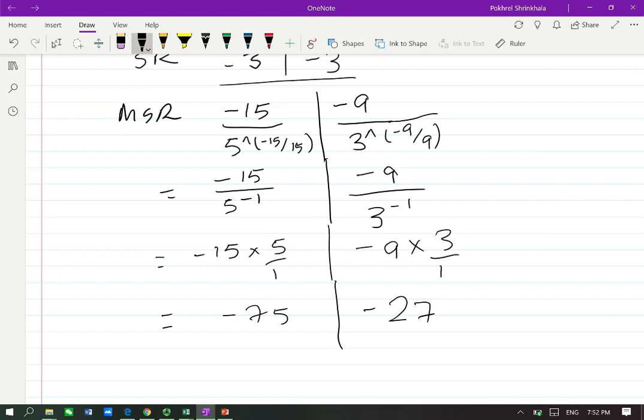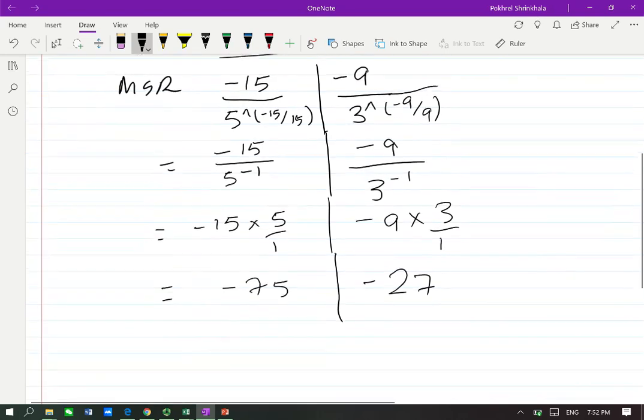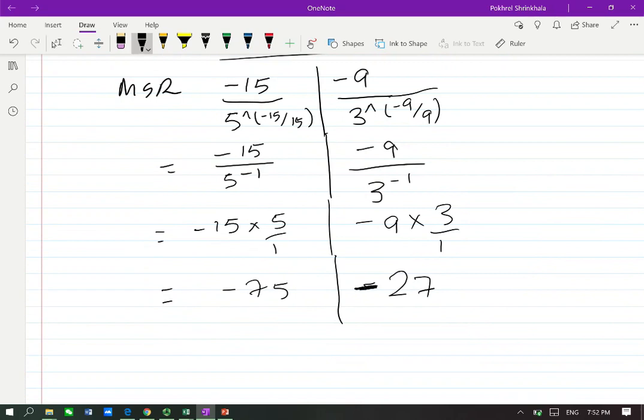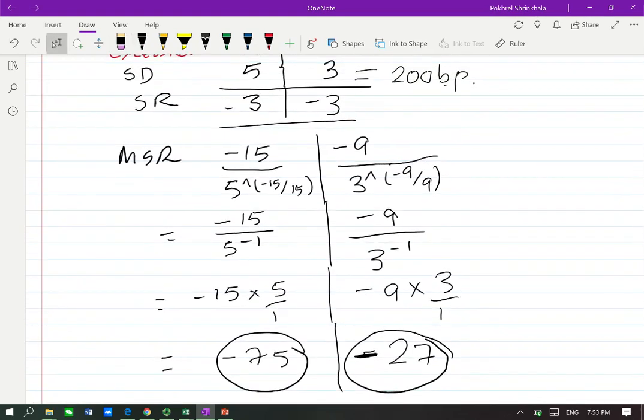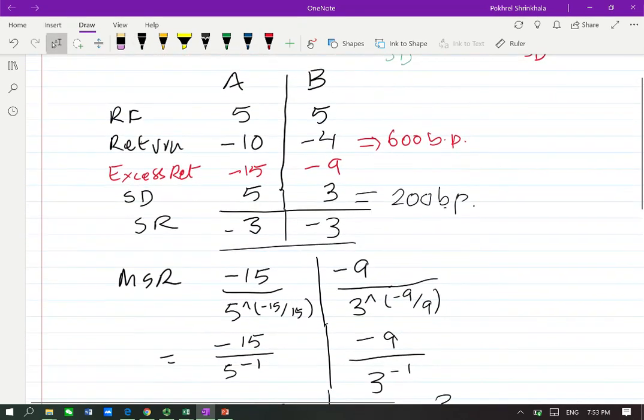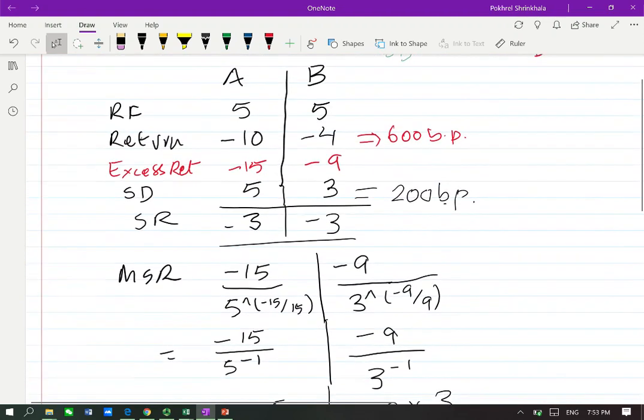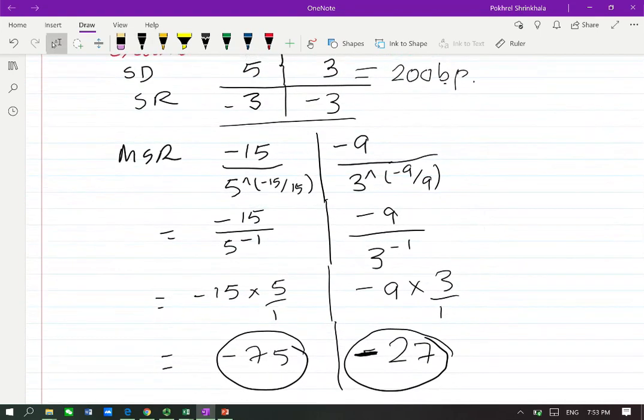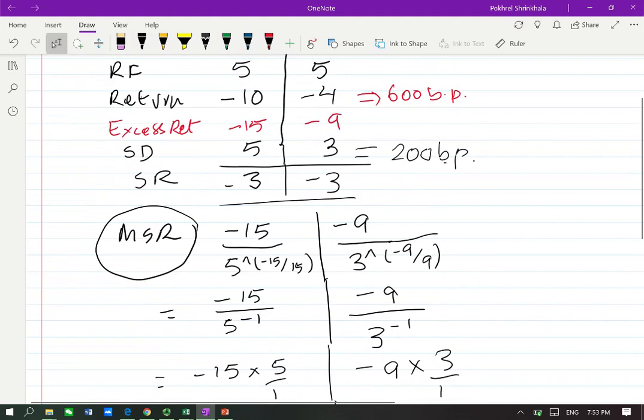So basically what we are going to get is minus 75 MSR and minus 27 as the modified Sharpe ratio. Higher the better, which means these are negative numbers, so minus 27 is higher as compared to minus 75. This then basically means what we were able to understand here by looking into the numbers, the fact that fund B is performing better has been established correctly with the help of modified Sharpe ratio, but the Sharpe ratio was giving counterintuitive result.